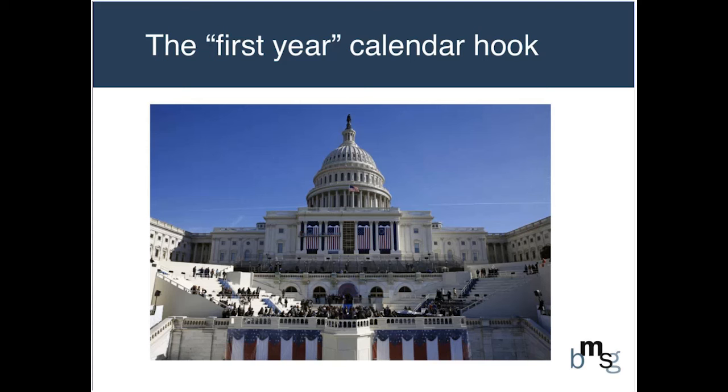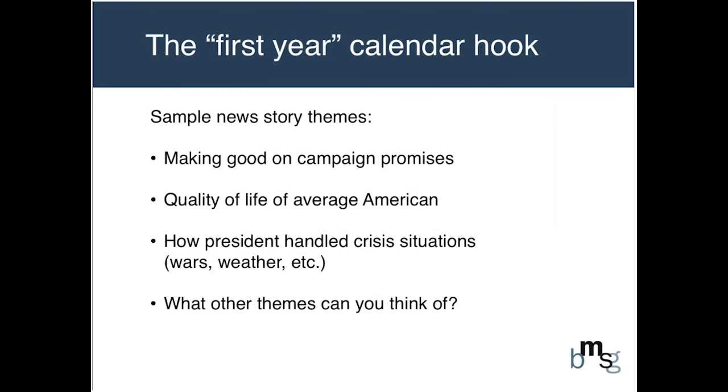One of the things we want to encourage you all to do is use this calendar hook to advance your specific media advocacy strategy and your policy goals. So I want to go through a couple of sample news story themes that we often see when the news media is talking about how a current administration is doing just after the first year. One is making good on campaign promises. The current president said that he or she was going to do X, Y, and Z on healthcare, on immigration, on national security. Are they doing those things? Are we better off for it?